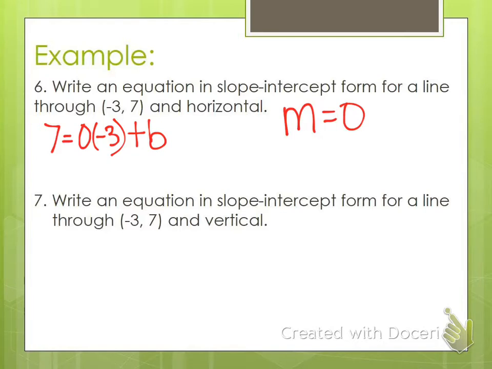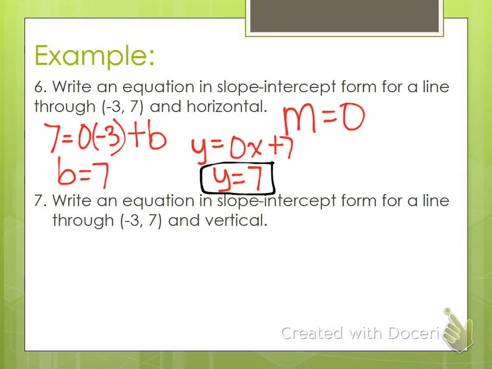B is going to end up being, anybody? 7, right? 0 times negative 3 is 0. That just leaves b. B equals 7. So I go to write my equation. I think we saw one like this yesterday or the day before. Y equals 0x plus 7. Do we really need to put 0x? No. No, I can just write y equals 7. And that's it. That is the equation of my line. And technically that is considered slope-intercept form.